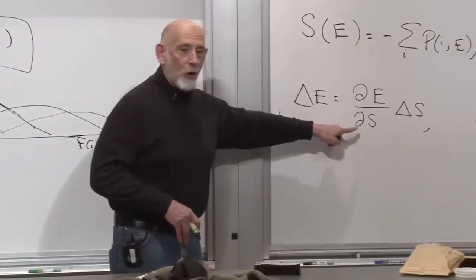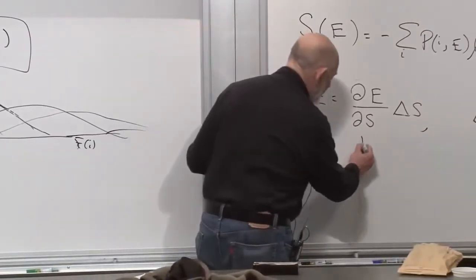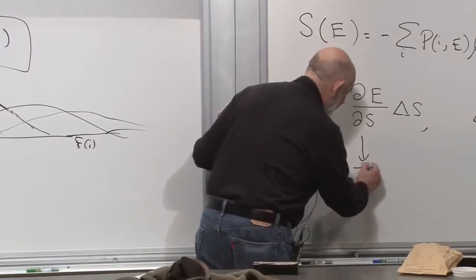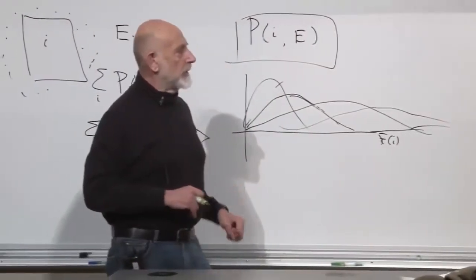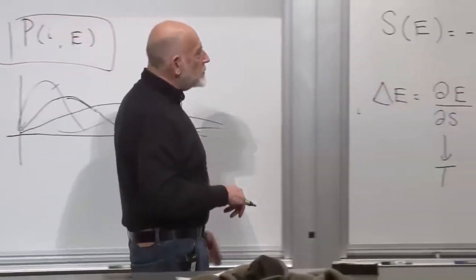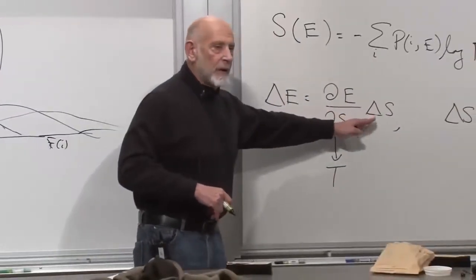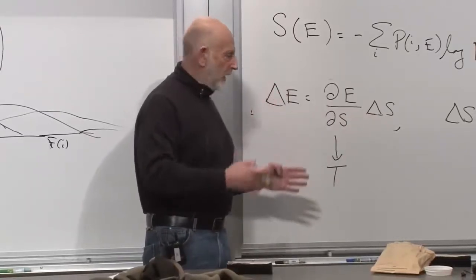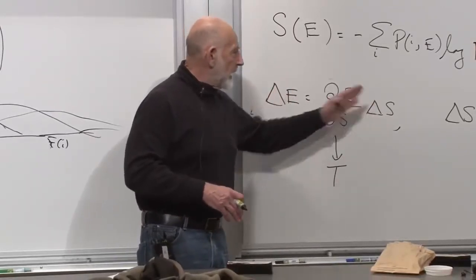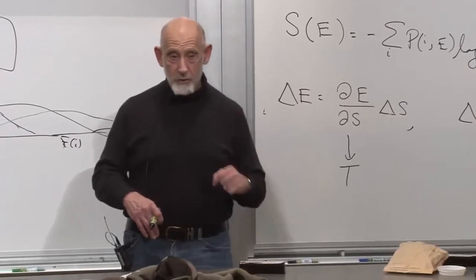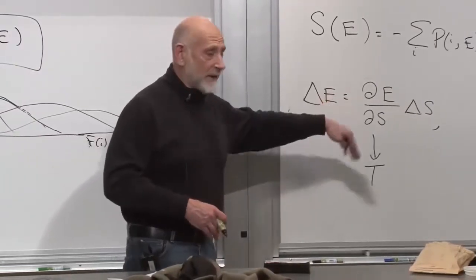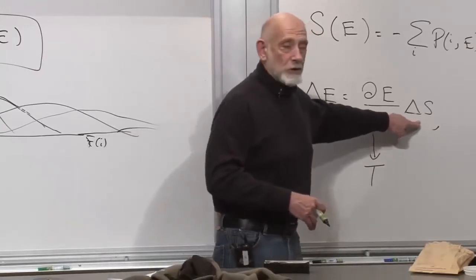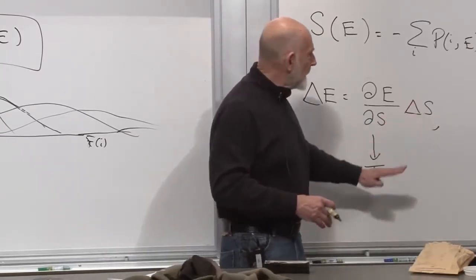The main point here is this object over here. This object is called temperature. That's what temperature is. It's a derived quantity, and it tells you how much you have to change the entropy, or either way you say it, how much you have to change the energy in order to change the entropy by a certain amount. I sort of fixated on 1 bit, but it doesn't matter if it's 1 bit, as long as it's small.